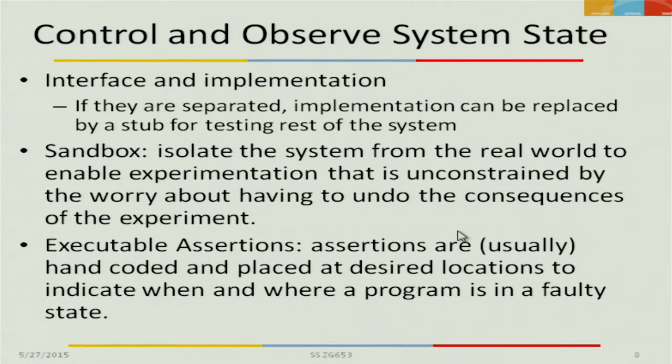Executable assertions is a technique in which assertion codes are usually inserted at desired locations in the code itself, so that these assertions indicate when and where the program is in a faulty state. So this is more of a coding technique, but as an architect you need to come up with a design decision as to at what frequency you are going to insert these executable assertions. You have to create some guidelines for the developers.